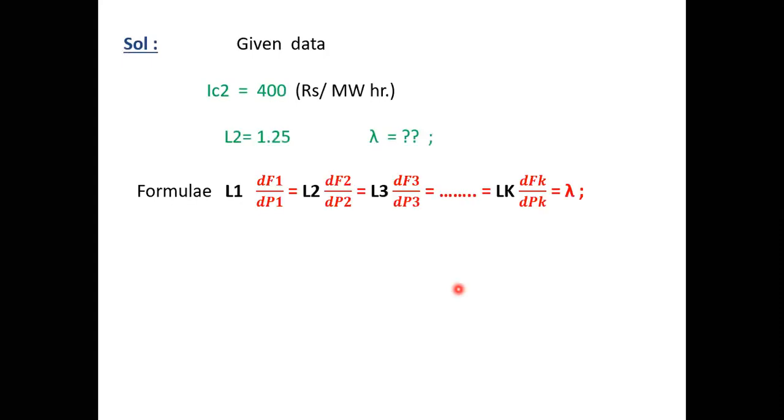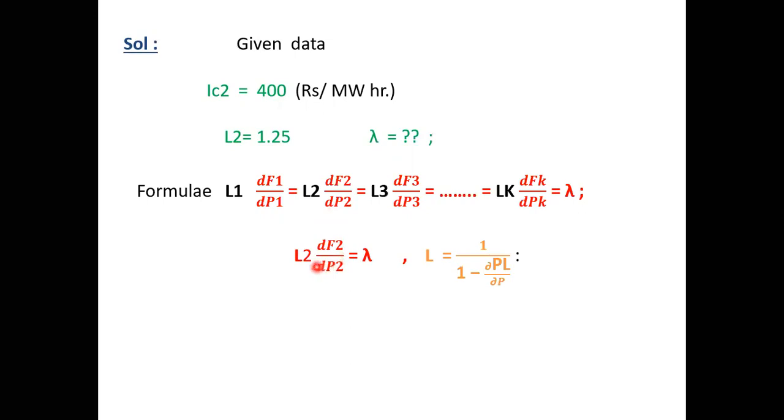So first write the given data. What is the given data? IC2 and at the same time the L2 value. So by using the IC2 and L2 values, we must find out the lambda value. So how to find out the lambda value? By using the same condition. That is L1 into dF1 by dP1 is equal to L2 into dF2 by dP2, and so on, is equal to lambda. But here we are considering IC2 and L2 corresponding to the second power plant.